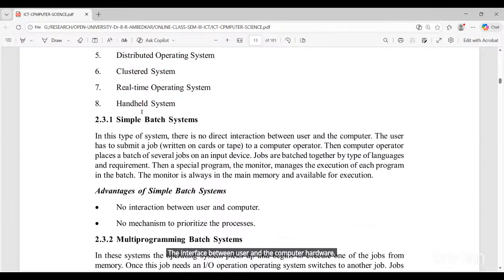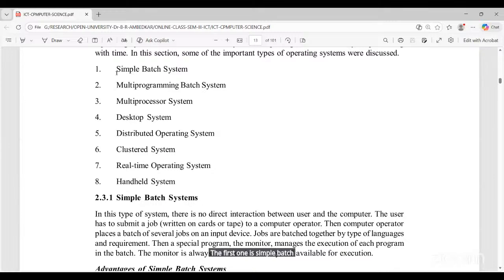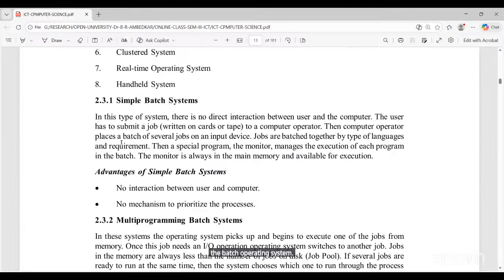The first one is the simple batch operating system. Now, the batch operating system is, in olden days, they used to give the input on cards or on tape. So this is the input. This is called a job.